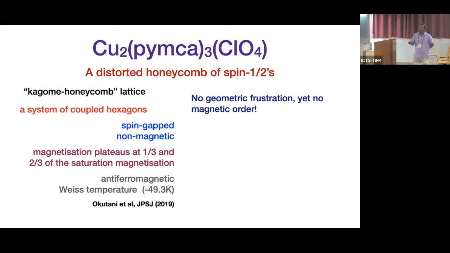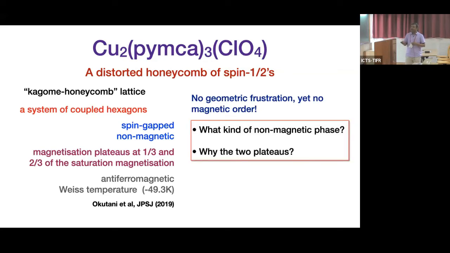So the interesting thing about this material at the simplistic level, one can always add more and more pieces of puzzles to any story, but we want to keep things simple and ask, look, this material forms a structure which is actually unfrustrated. A honeycomb is a bipartite network. So if you have spins sitting on a honeycomb lattice and interacting via antiferromagnetic exchange, then generally you would expect them to order. And there is no magnetic order here.